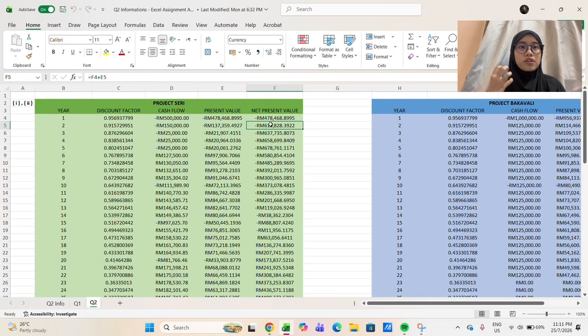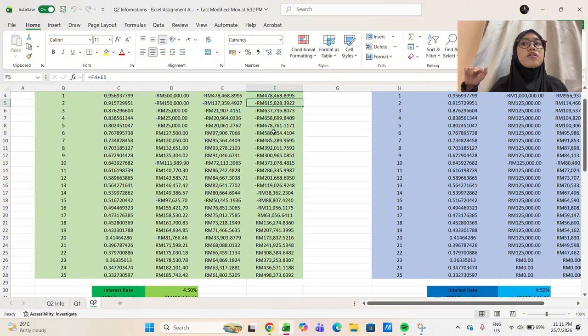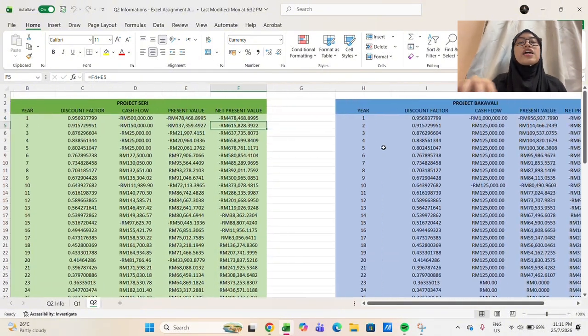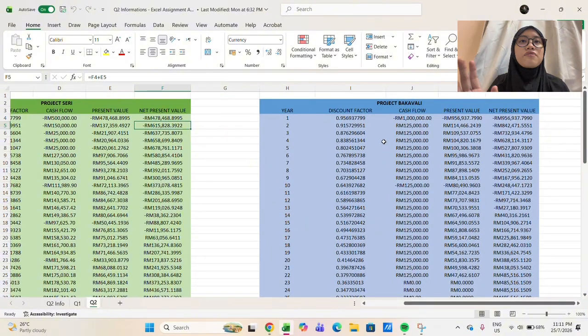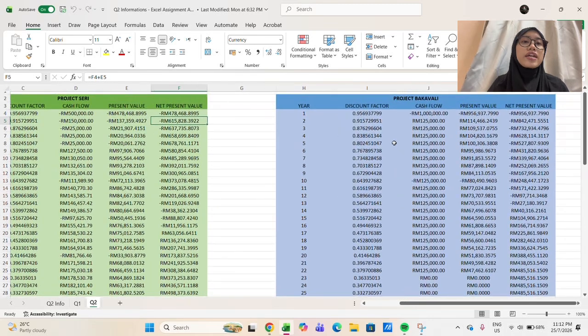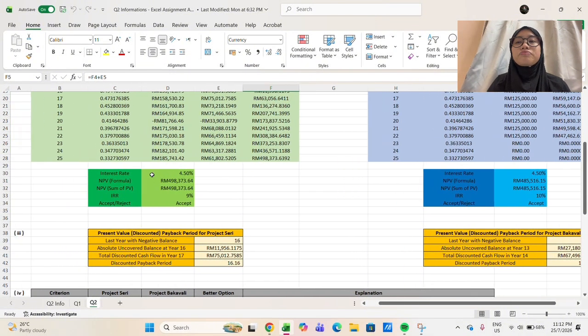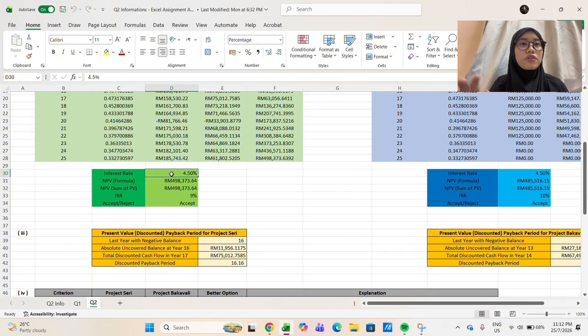I apply the formula exactly to every year, from year 1 until year 25, for NPV. The same goes for Project Bakabali: I use exactly the same method as for Project Zairi, and then we get the discount factor, PV and NPV for each project. Next, the interest rate is already given, which is 4.5% in the question.